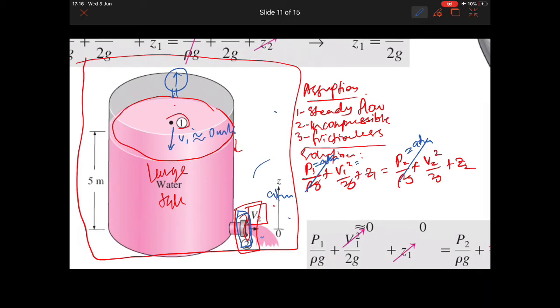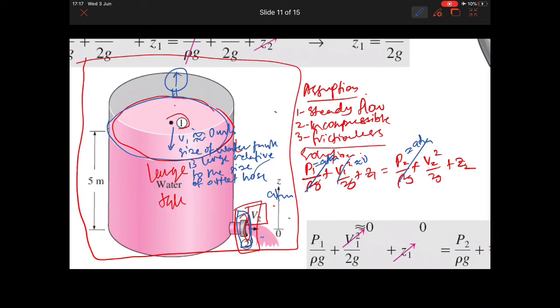Why do we assume that? Because the size of the water tank is large relative to the size of the outlet hose. So the outlet hose is very small, but the water tank surface area is very big, so we almost cannot see that the water is decreasing. So we assume at steady flow velocity at point 1 is almost 0. Okay, then we took out v1.